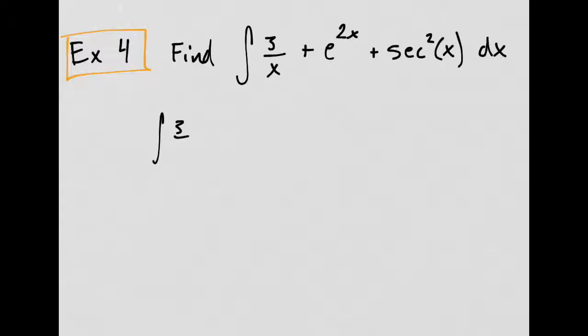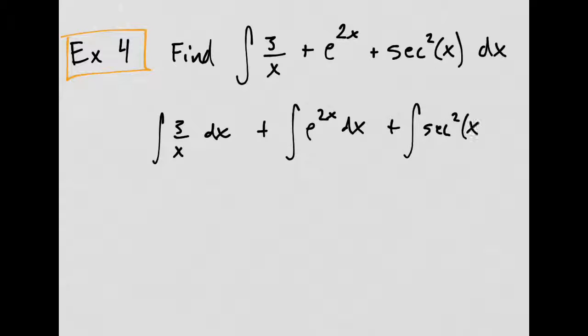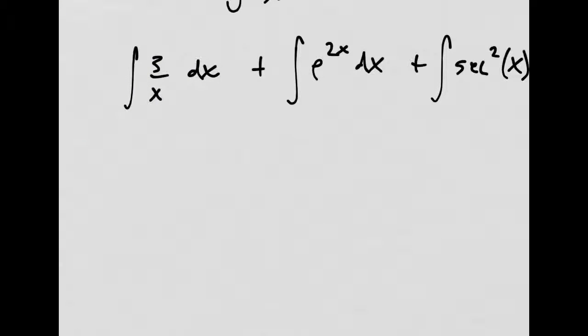That's the integral of 3 over x dx. I mean, you can do this in your head, but I'm going to write it down just to show you. And then I have the integral of e to the 2x dx plus the integral of secant squared x dx. So let's see here. Well, on this one, I can bring out that constant. So this will be 3 and then 1 over x.